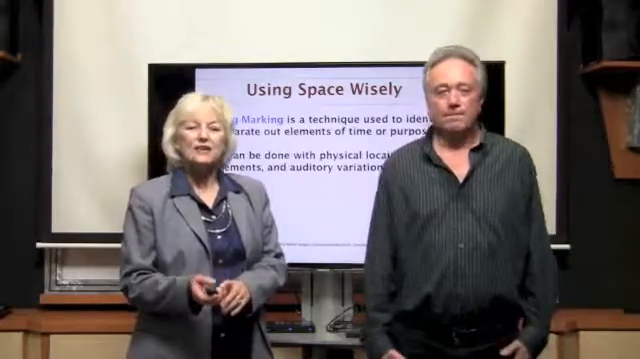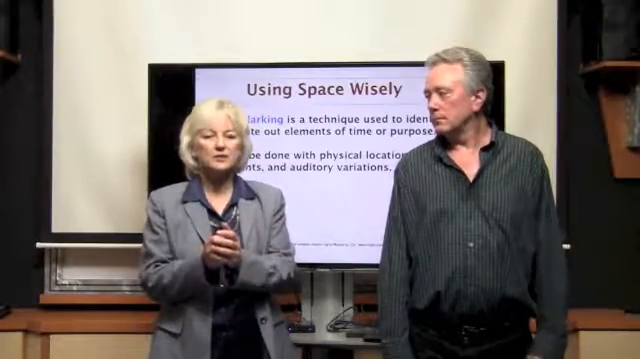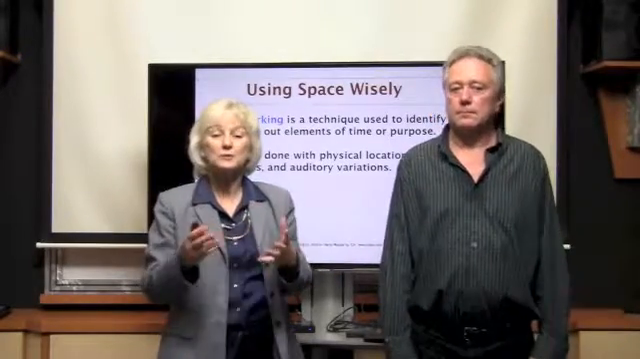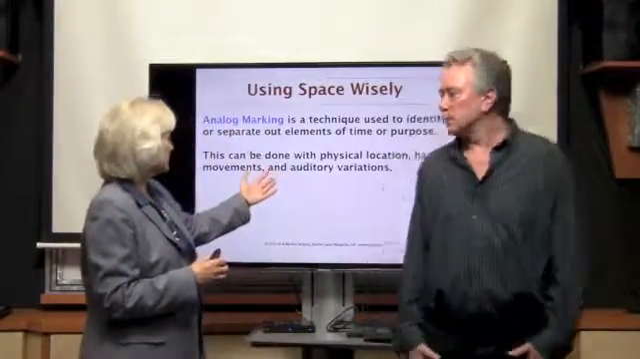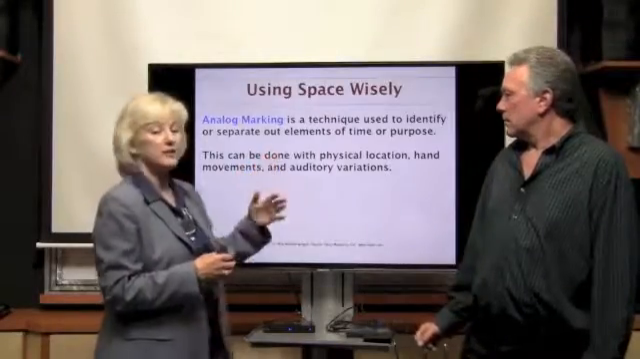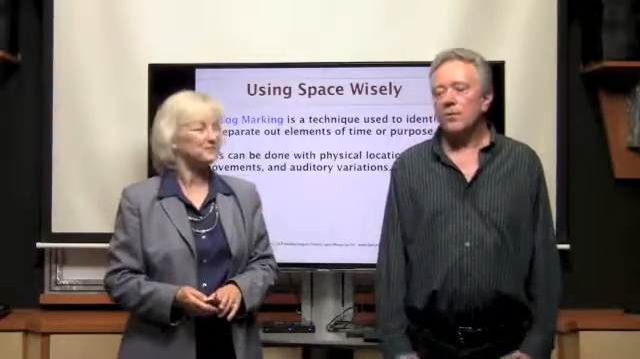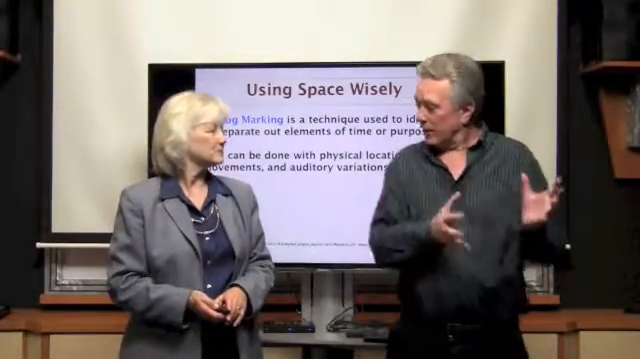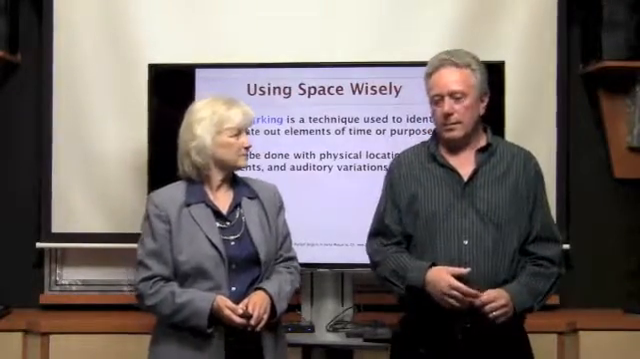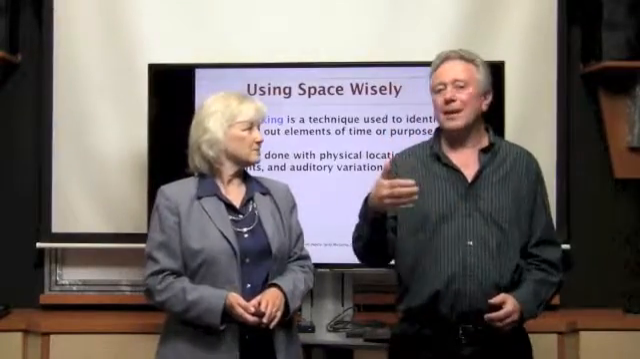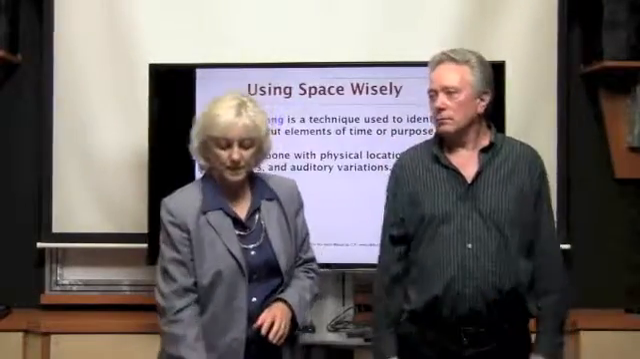so we have to give you the details. Now, analog marking is similar to your spatial locations, except you're using your gestures. And it's also used to identify or separate different elements or purposes or time, whatever that might be. And so again, it can be done with physical location, hand movements, and auditory variations, because your voice, we'll have a whole section on using our voice that comes up in the next module. So if you think of an analog as a difference, an analog marking can just be a staccato almost. It can be anything that is perceived. If they will hear it, it will be an analog mark.